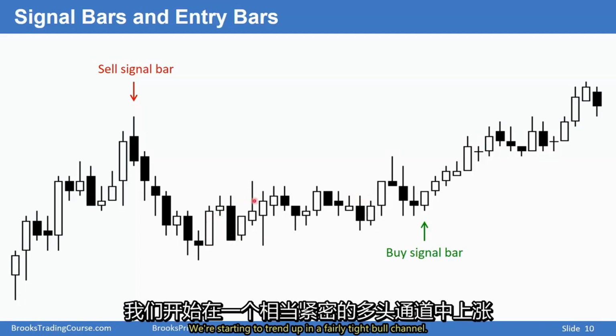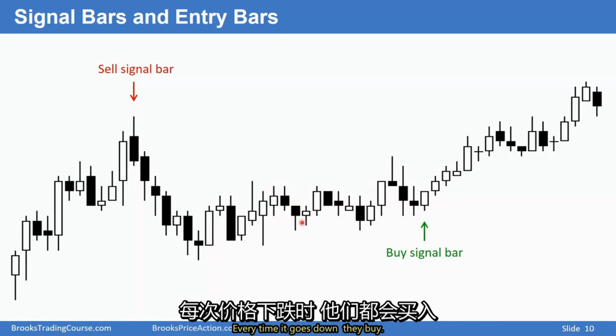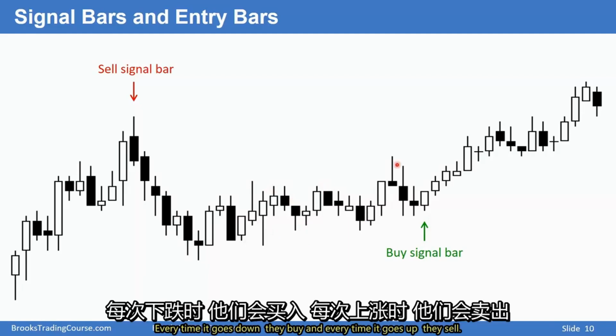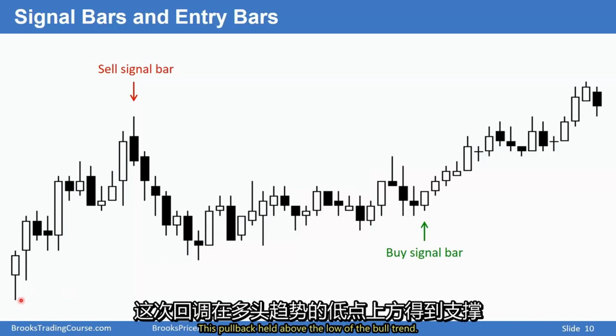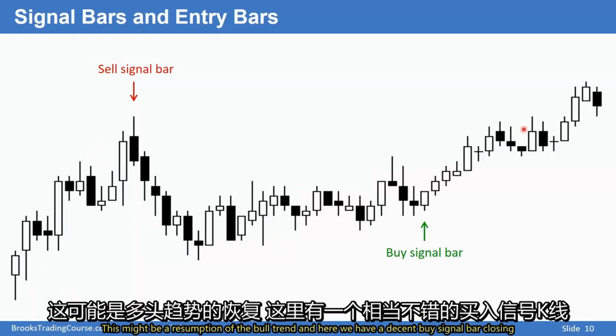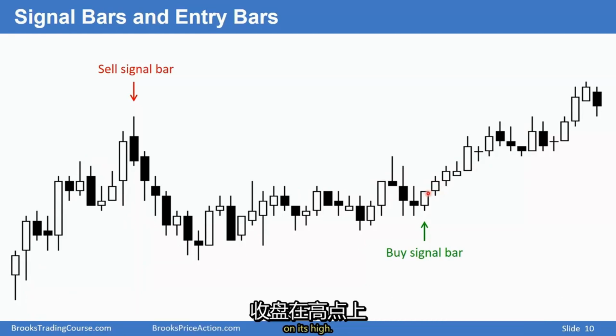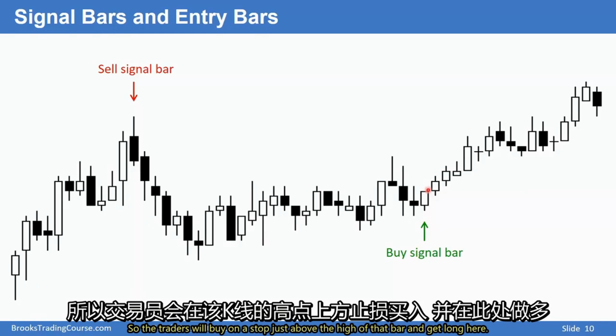We're starting to trend up in a fairly tight bull channel. Every time it goes down, they buy. Every time it goes down, they buy. Every time it goes down, they buy. And every time it goes up, they sell. So we're starting to channel up. This pullback held above the low of the bull trend. This might be a resumption of the bull trend. And here we have a decent buy signal bar closing on its high. So the traders will buy on a stop just above the high of that bar and get long here.